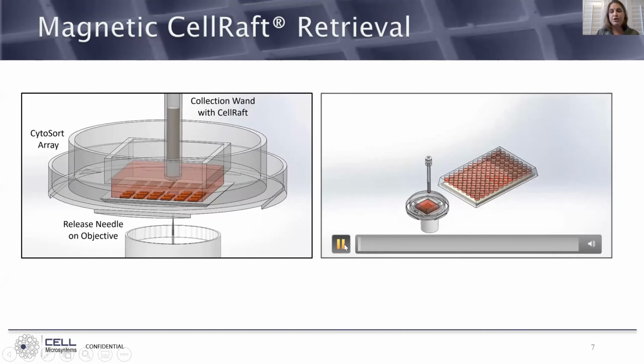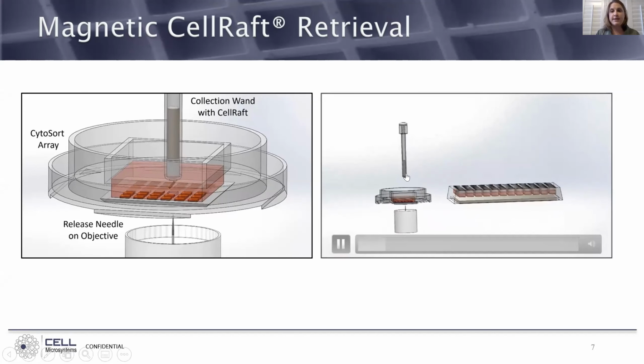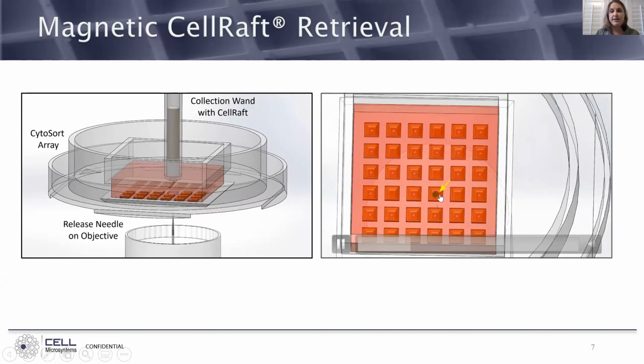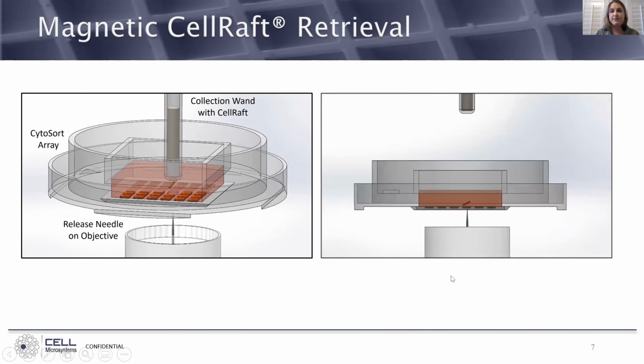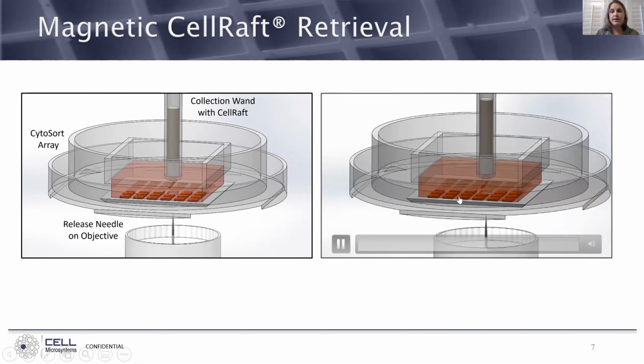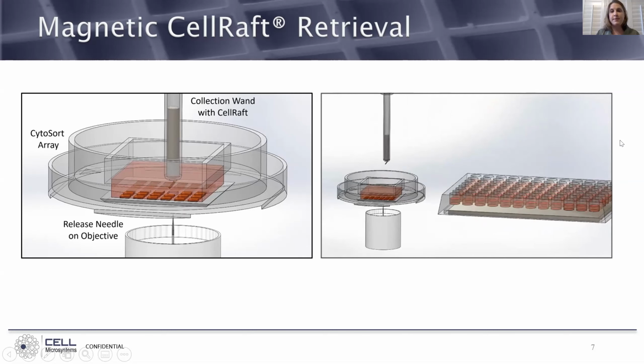I'm going to play a little movie to show you what happens here. So the array sits on the deck of the instrument. You identify your cell or colony of interest. The needle comes up, pops the raft out of the microwell. The wand dips down, picks it up, and moves it to a downstream collection plate.